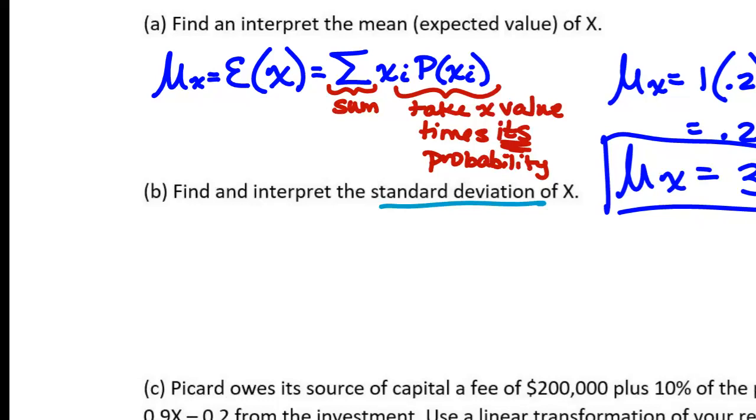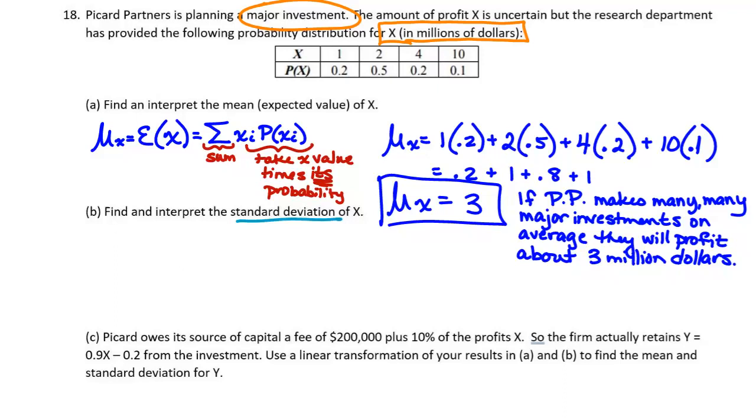Down L1, what do you put? X values. So 1, 2, 4, and 10, right? 1, 2, 4, 10. Arrow over to list 2. What do we put in list 2? Probabilities. So 0.2, 0.5, 0.2, 0.1. Question before we actually do this.